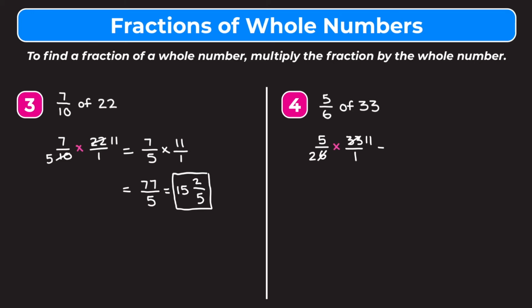So now it's really like I'm multiplying 5 over 2 times 11 over 1, and I'm going to multiply straight across. So 5 times 11 gives me 55 on the top. 2 times 1 gives me 2 on the bottom. And now I want to turn this into a mixed number. So 2 goes into 55 27 times, and 2 times 27 is 54. So we have 1 left over. So we get 27 and a half.